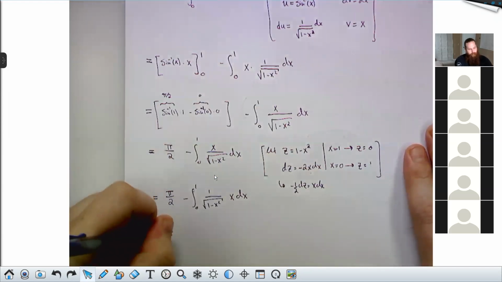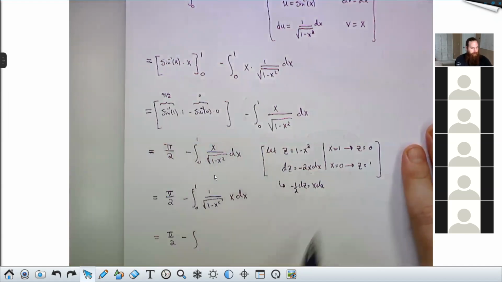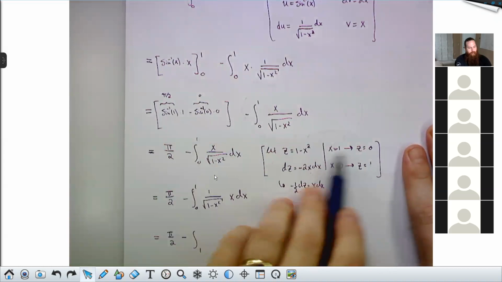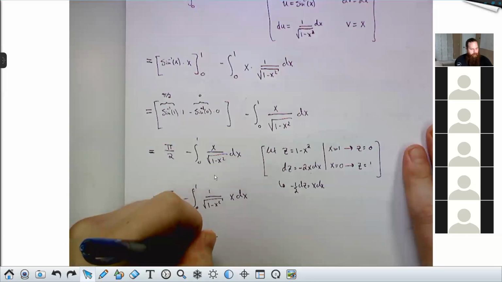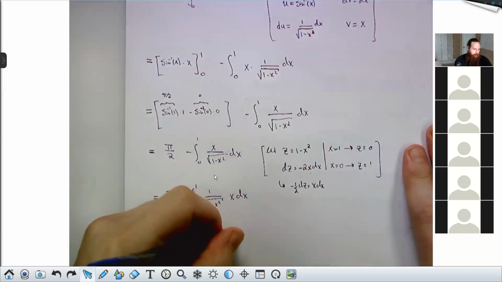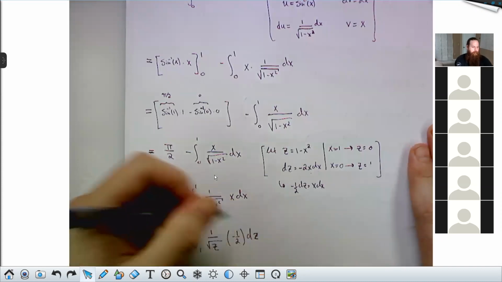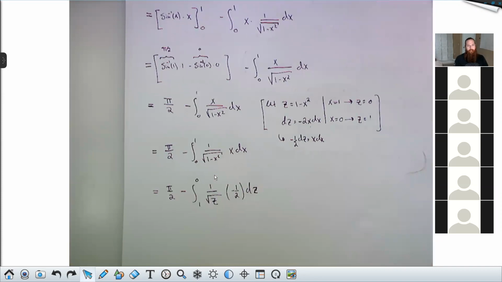So this is pi over 2 minus the integral. Now I'm going to put everything in. My old lower bound is 0. My new lower bound is 1. My old upper bound is 1. My new upper bound is 0. 1 over the square root of 1 minus x squared is 1 over the square root of z. And x dx is negative 1/2 dz. There's the substitution done. I can bring this out front. It'll make this positive.